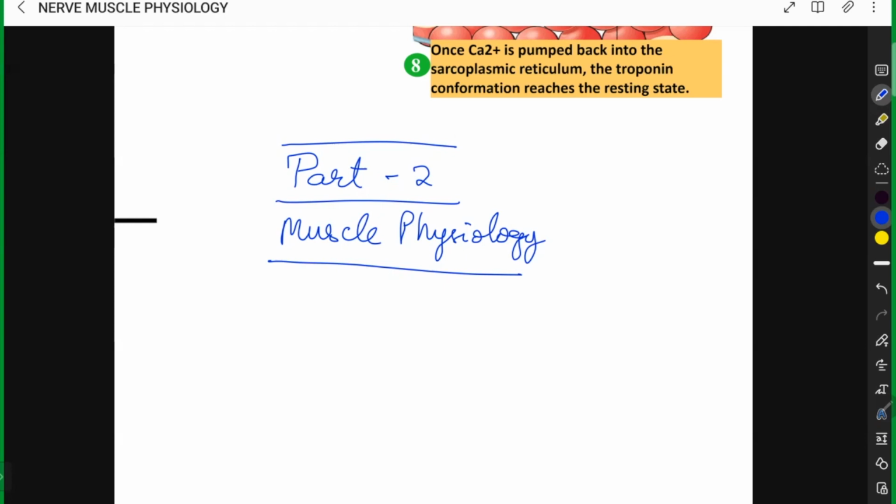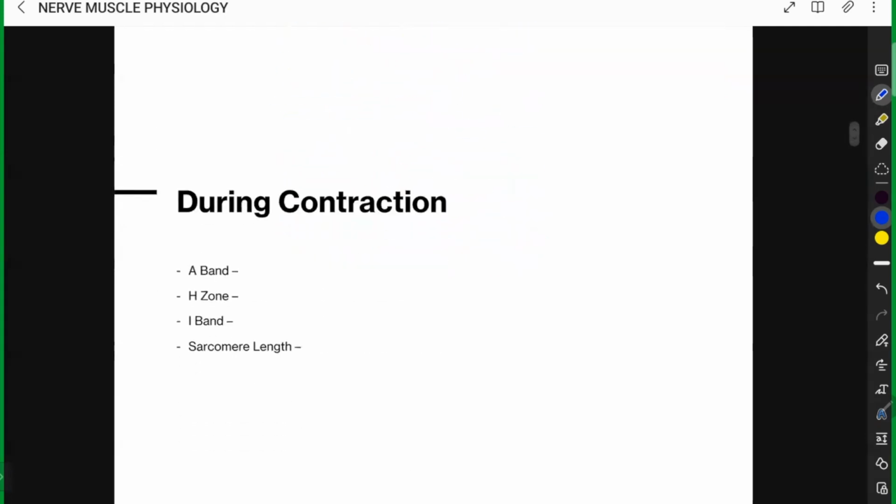How does relaxation occur? There is a SERCA, and then there is ATP combining with the myosin head, and this is how the entire process occurs. Now, during contraction, what are the things you need to remember? The A band is going to remain the same, whereas the H zone is going to disappear, whereas the I band is going to get shortened, and your sarcomere length is also going to get shortened.